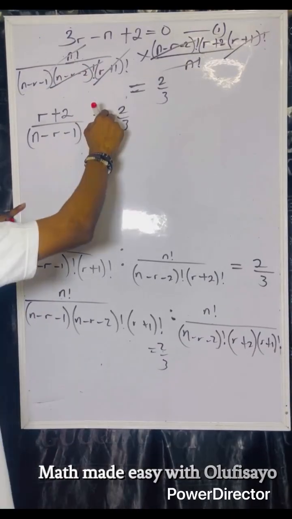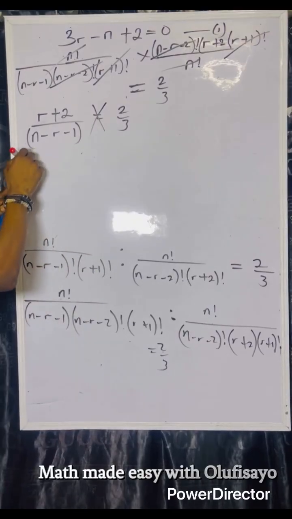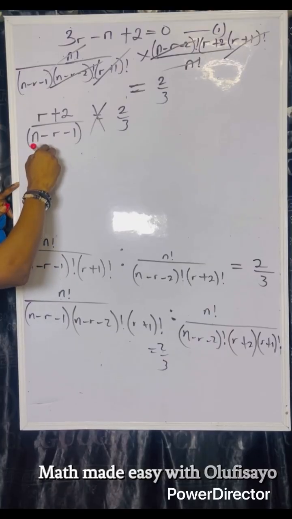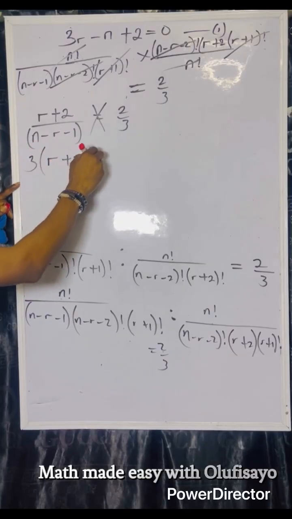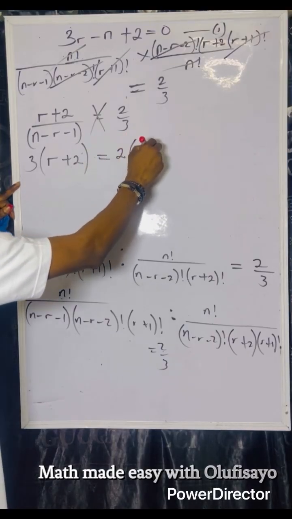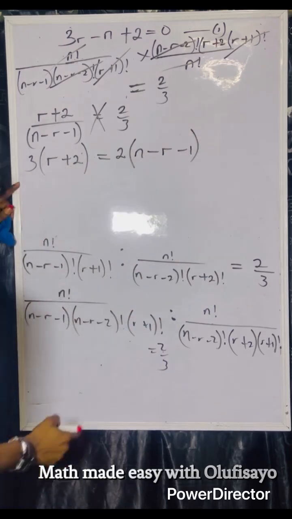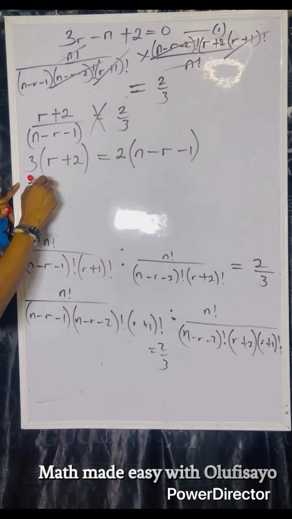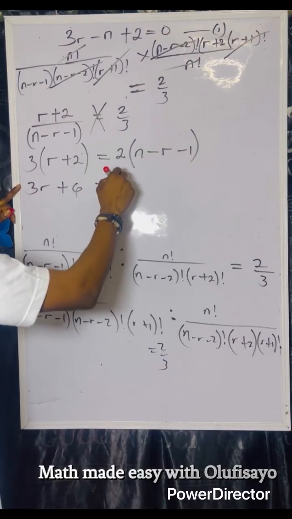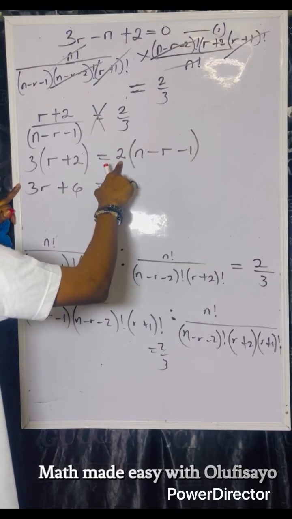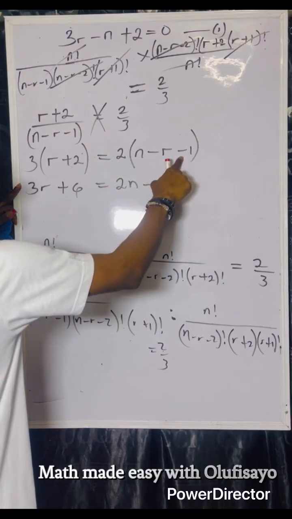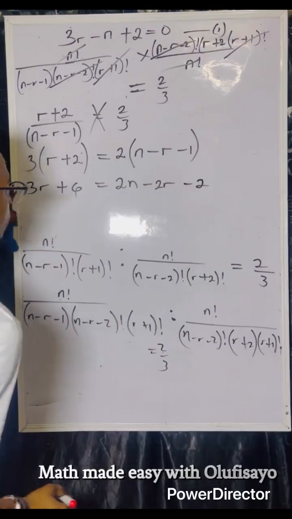Now what do we do? We need to cross multiply. If I cross multiply, I'm going to have all this at the numerator multiplied by 3. This will give me 3 into (r plus 2) equals 2 into (n minus r minus 1). So 3 times r will give us 3r. 3 times 2 will give us plus 6 equals 2 times n will give us 2n. 2 times minus r will give us minus 2r. Then 2 multiplied by minus 1 will give us minus 2.